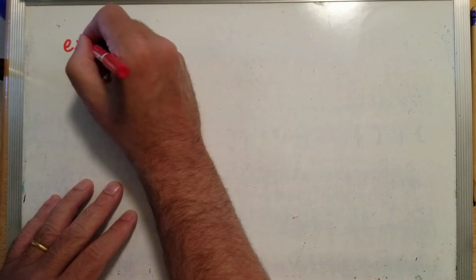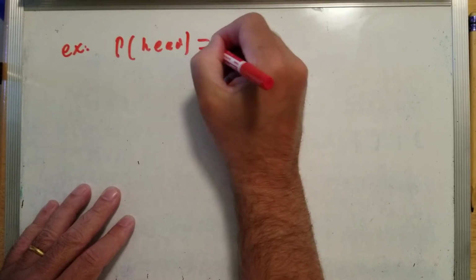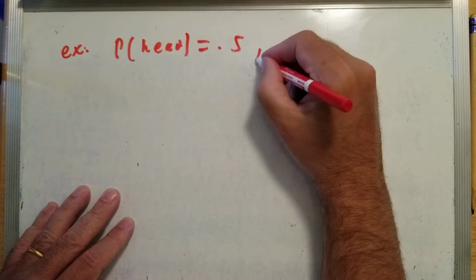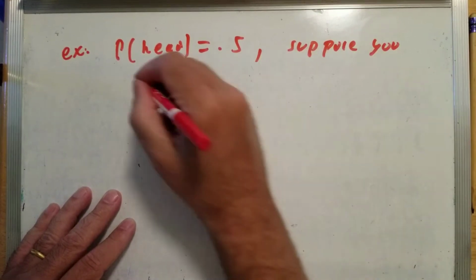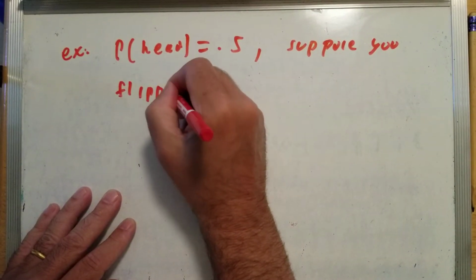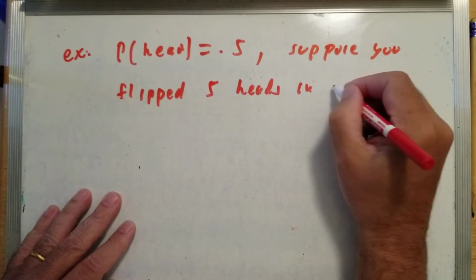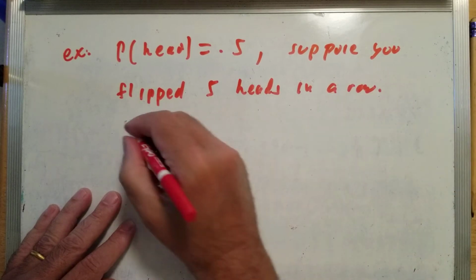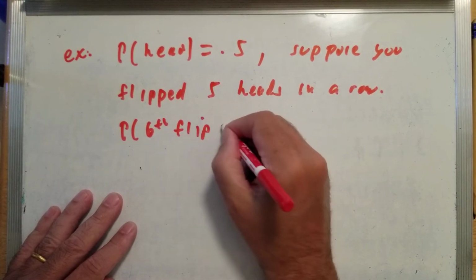I want to talk about independent events and then something called the at least one principle. So here's an example. The probability of flipping a head when you flip a coin is 0.5. Now suppose you flipped 5 heads in a row. What's the probability that the 6th flip is a head?